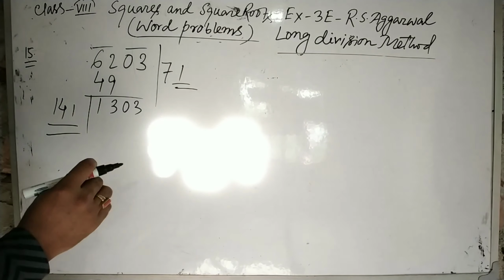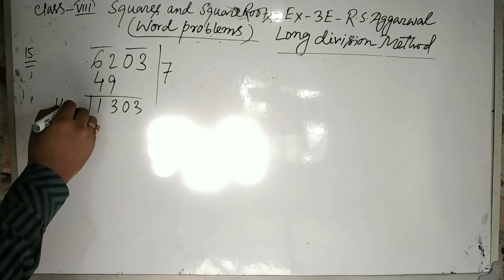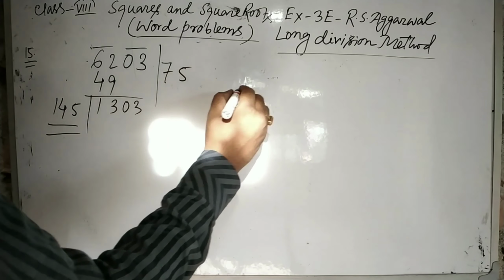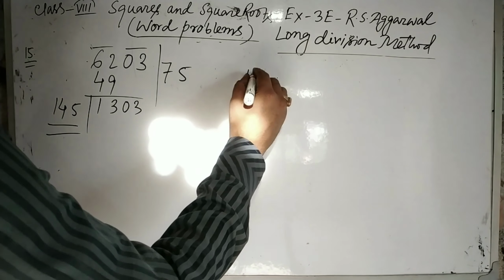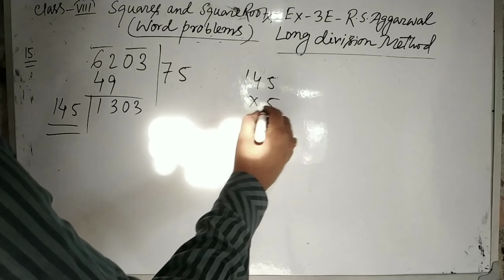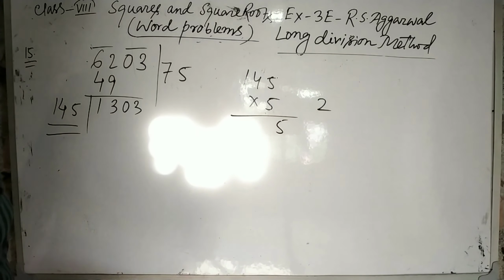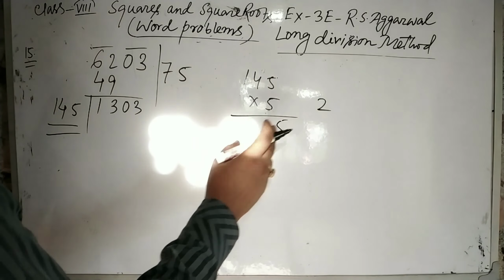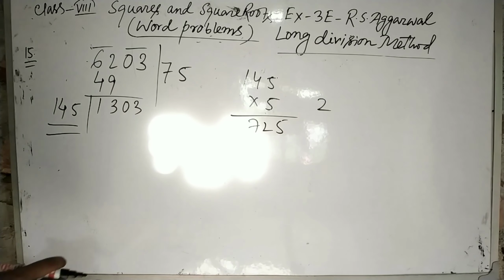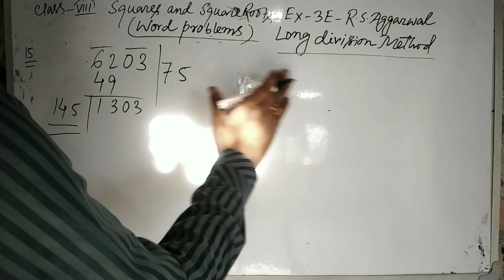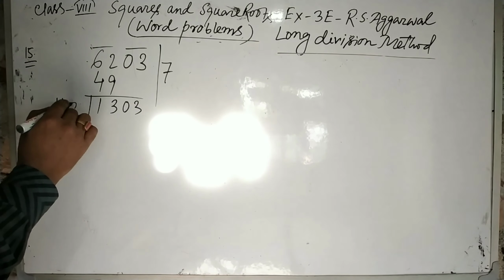That is, you may take, check with 5, what happens? If we take 5 over here, then it will be 145. So 145 into 5, 5 5s are 25, 5, 2 in hand, 72. This is also less than 1303. So take higher number. Suppose we are taking 8.